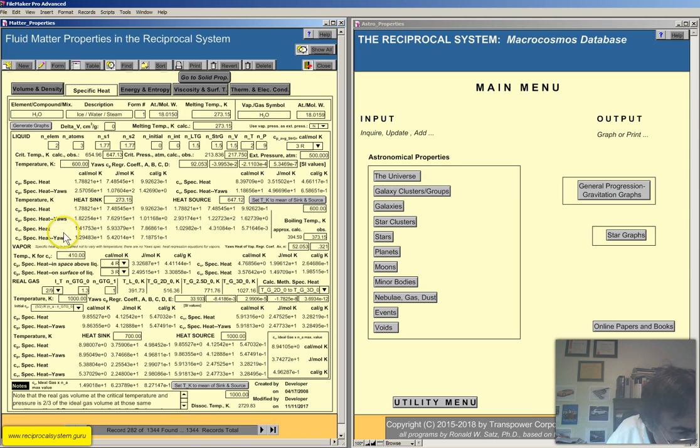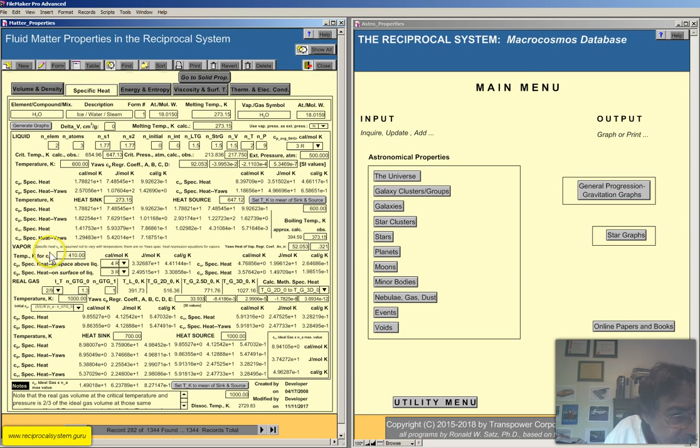And then we have down here the C sub V values. I'm sorry, these are our C sub P values for the heat source, C sub P values for the heat sink, and then we have the C sub V values down here. Again, reciprocal system calculation versus Yaw's calculation. And then here's the approximate calculation for the boiling temperature. Let's see if I have a tooltip. Yeah, the boiling point is the temperature at which the vapor pressure equals 1 atmosphere. Okay.